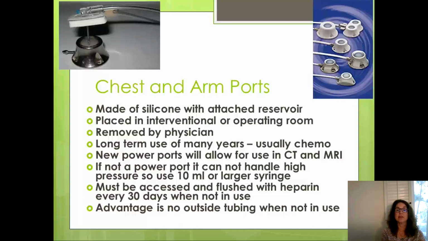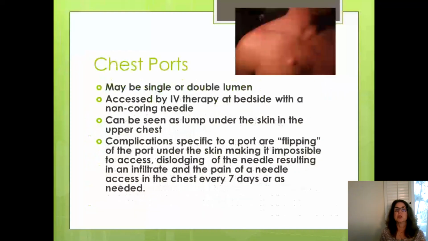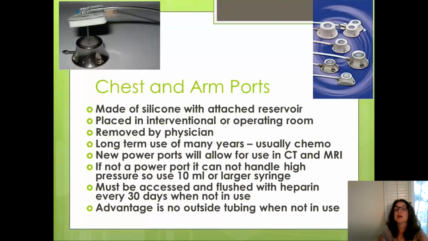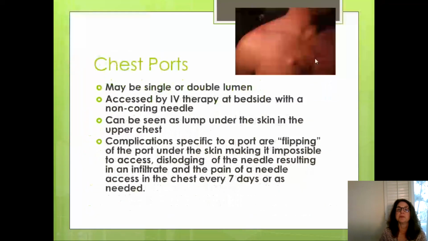Must be accessed and flushed with heparin every 30 days when not in use. So generally there's some sort of treatment for long-term management. The big advantage is no outside tubing when not in use. So literally it can last for ages, which is hugely beneficial for some of these patients. And here's a picture of a chest port you can see under the skin on this particular patient. They could be single or double. You can see double and single examples. Single is most of what you're going to see.